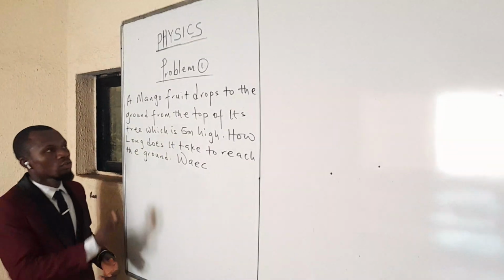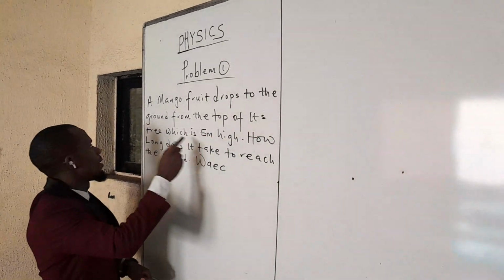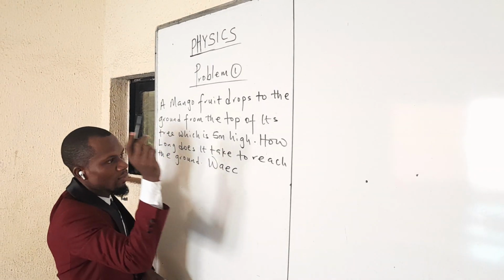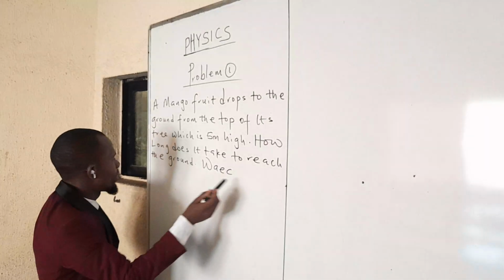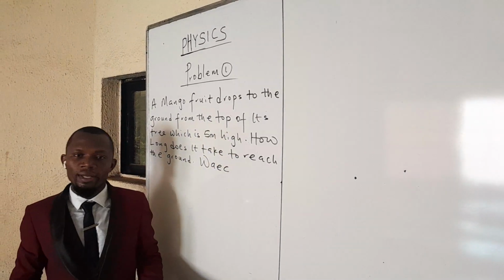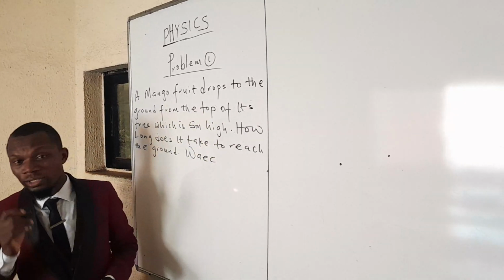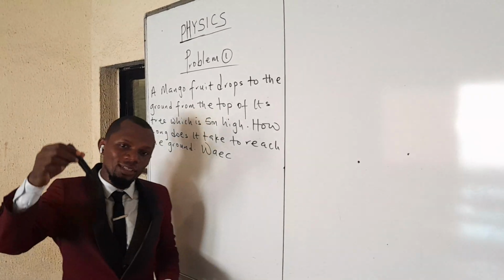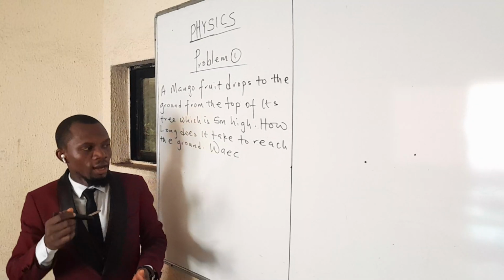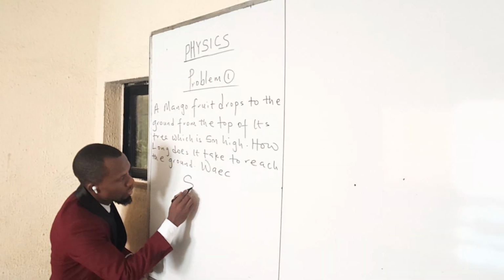So let's try and see how to attend to this problem on the board. Problem 1: a mango fruit drops to the ground from the top of its tree, which is 5 meters high. How long does it take to reach the ground? This is a WAEC question. Students normally complain about problems of this kind because they don't know the direction of the object, which is very important. If the object is coming down, what is it? If the object is moving up, what is it? Let me use this illustration to demonstrate what I'm trying to portray. So, solution to this problem.